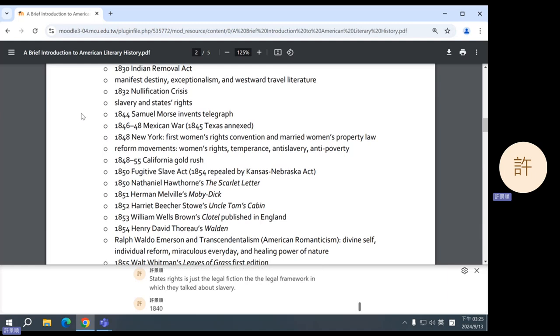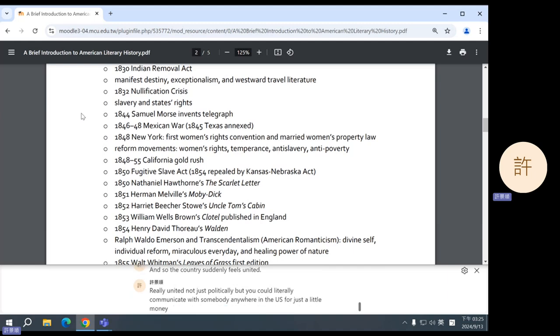1844, Samuel Morse invents the telegraph, 电报. Suddenly, you didn't have to wait 6 months for a letter from California. It could get here immediately using electricity. And so the country suddenly feels united, really united, not just politically, but you could literally communicate with somebody anywhere in the U.S. for just a little money, immediately.